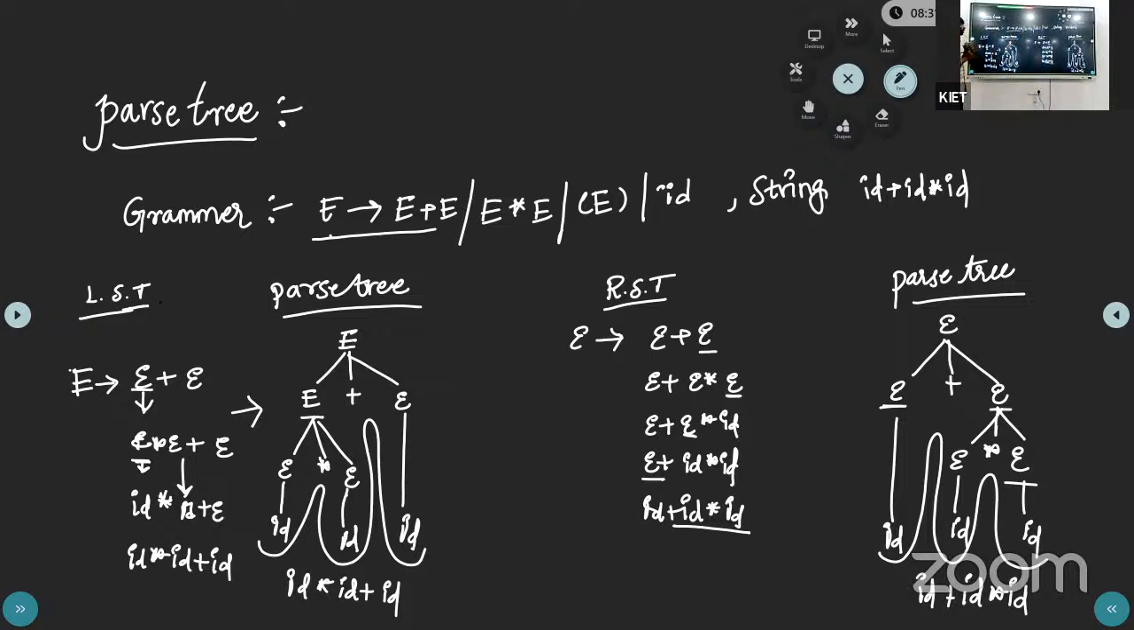So this is how we need to solve a problem when a grammar and string are given, and we need to draw a leftmost derivation tree and a rightmost derivation tree along with their parse diagram.